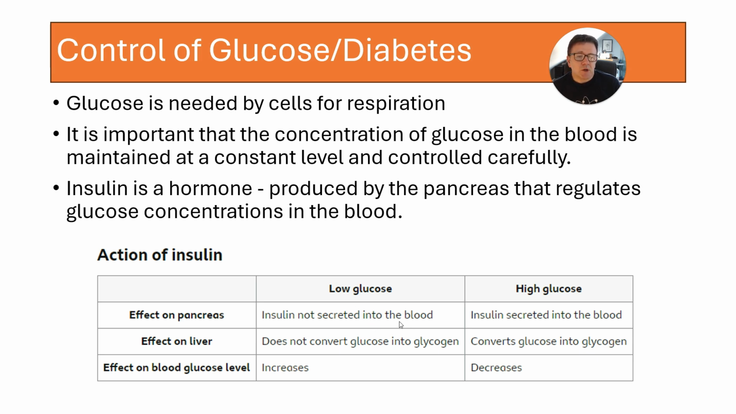Well, when you've got low blood sugar, insulin isn't secreted, and you actually secrete another hormone. If you're doing Higher Tier, you need to know that it secretes glucagon at low blood glucose. With high glucose, insulin is secreted into the blood, and with low glucose, the body does not convert glucose into glycogen and therefore blood glucose increases, whereas with high glucose, it gets stored in your liver as glycogen.